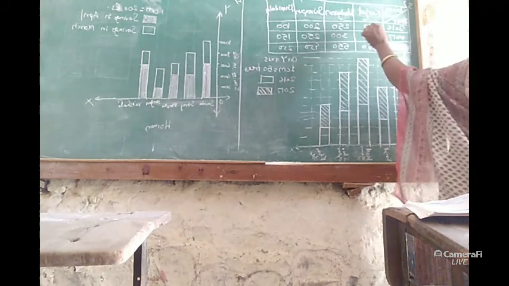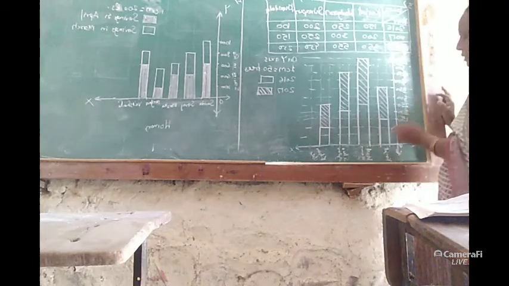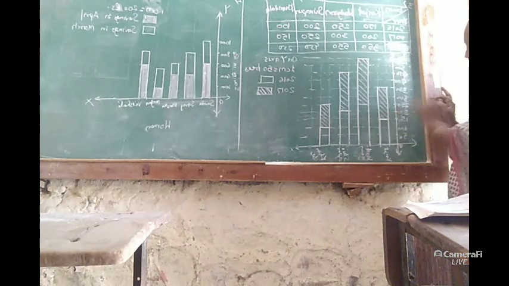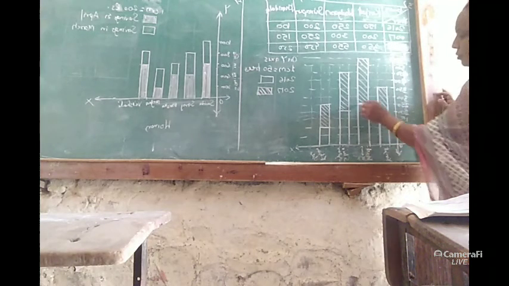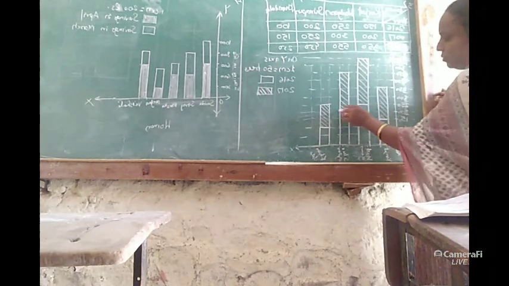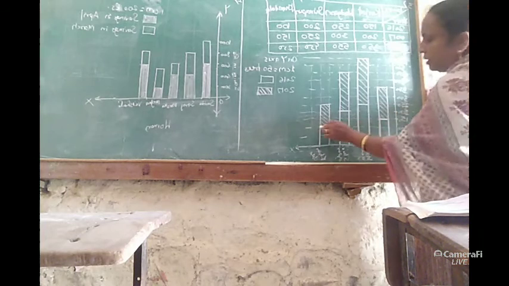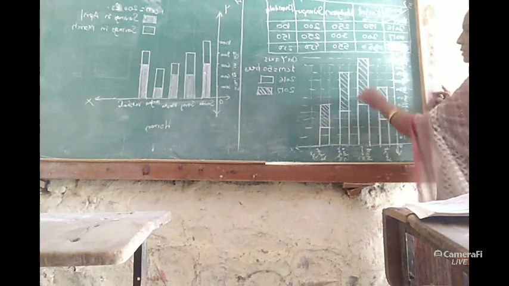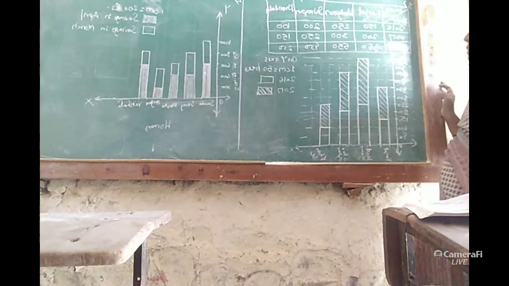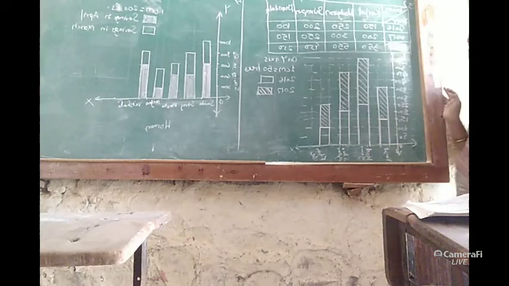In 2016, Karjat town planted 150 trees. So draw a line on 150. In Vadgaon 250, in Shivapur 200, and in Khandala 100, and the remaining are the number of trees planted in 2017. Thus we have subdivided bars.